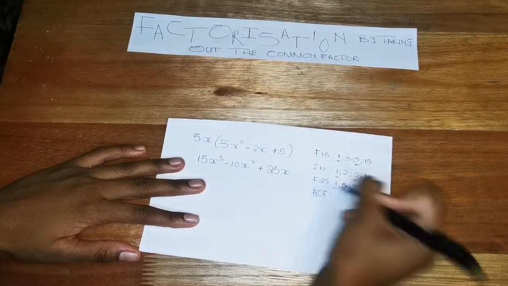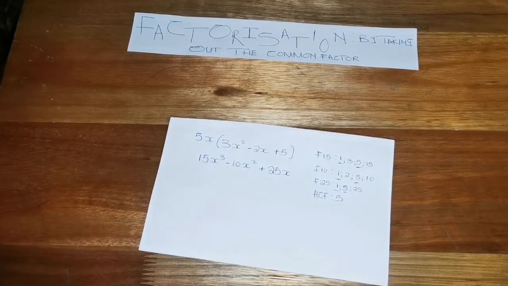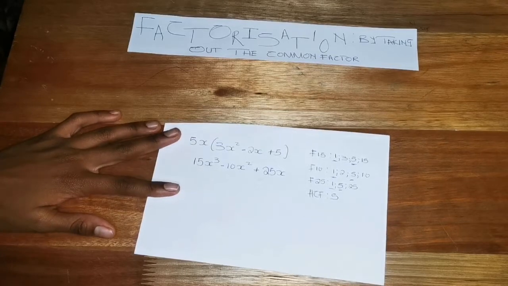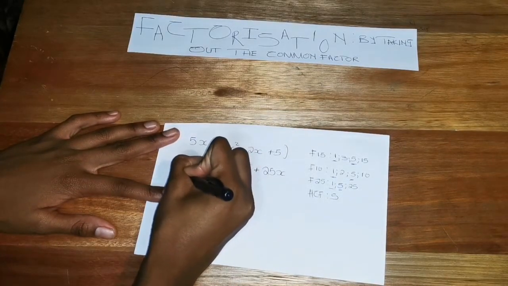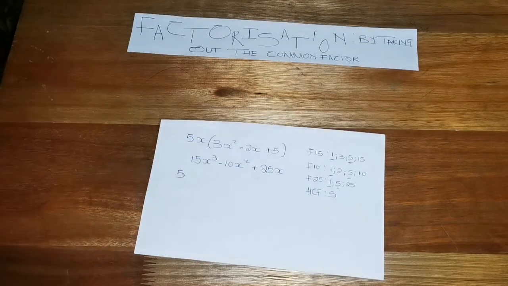HCF. Which one is the highest? It's 5. Meaning that we are going to take 5 as our highest common factor. What are we going to do? We're going to put it outside. We're going to write it down, right? Which will be outside the bracket.